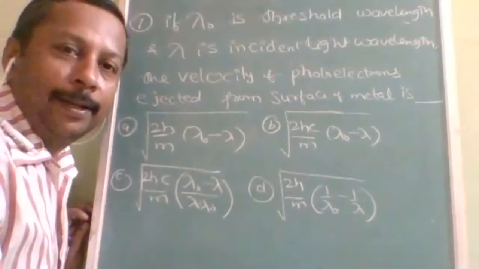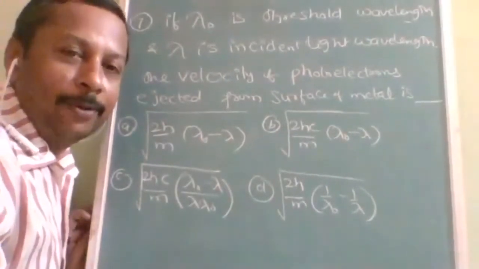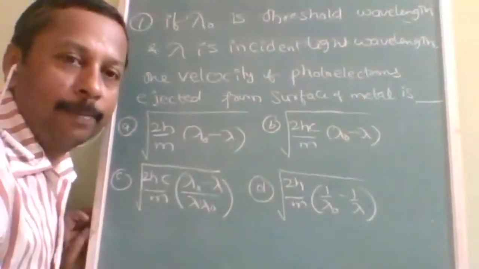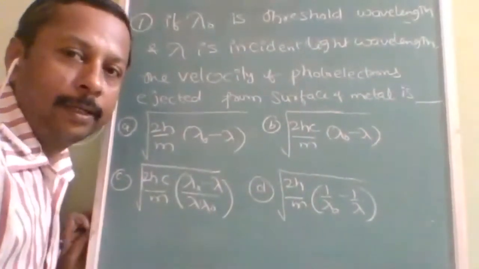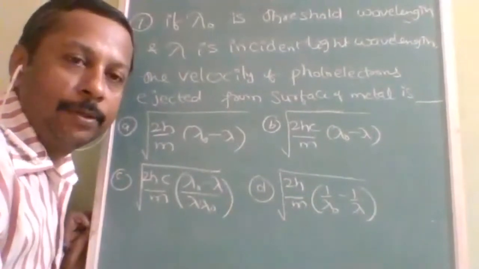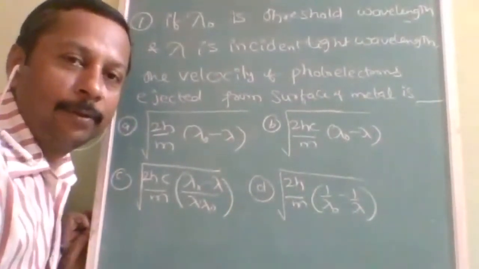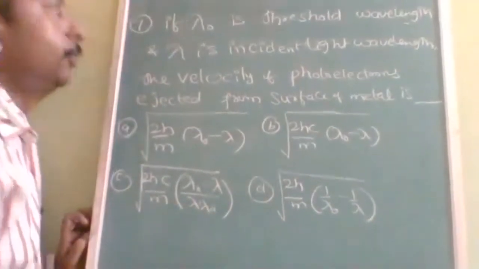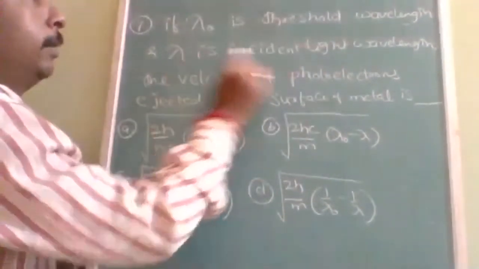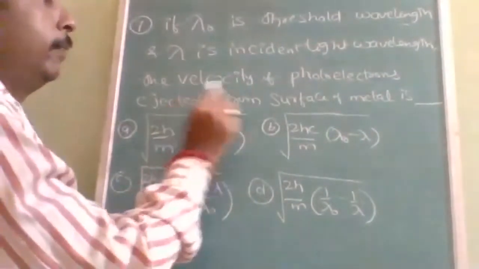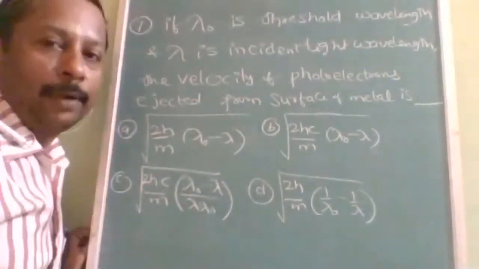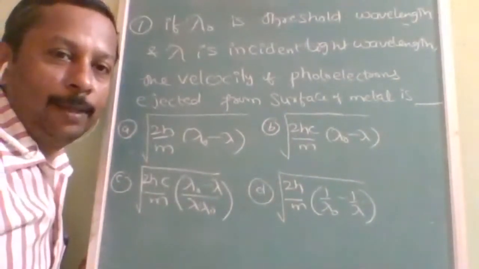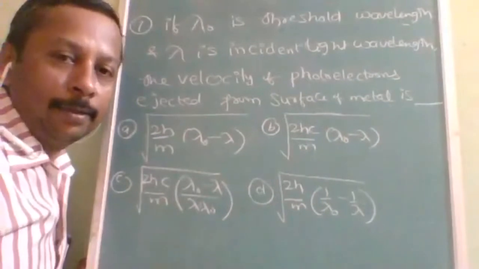Okay, we are here again with one more different model recent question. So this type of question, all questions I have selected are either recent questions or the questions which you are going to face in your actual exams. Okay, so lambda naught is a threshold wavelength, lambda is the incident wavelength, and velocity of photoelectron we want to find out. It is just like a derivation part only. I think you will be able to do it or not. Okay, give it a try.